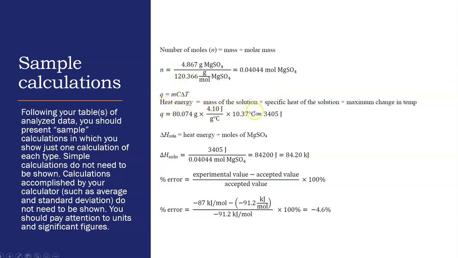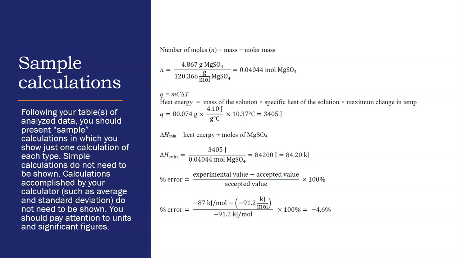Heat energy is mass of the solution times the specific heat times the maximum change in temperature. So here's the equation, and then it's explained. And then the values are substituted in. The student here did 3 trials. A sample calculation means you only have to do one because it becomes pretty repetitive. If you can do it once, you can do it 3 times or 100 times. We just need to see how you did it once.